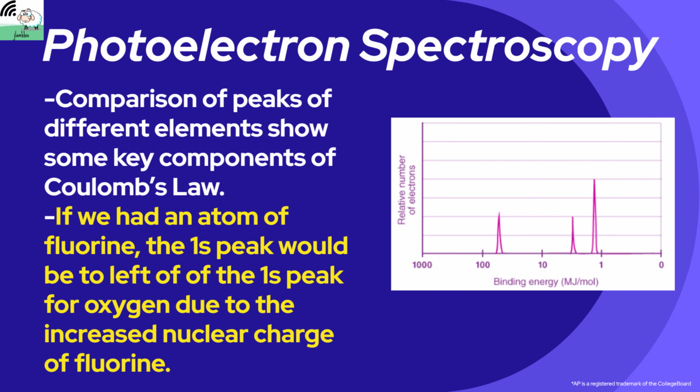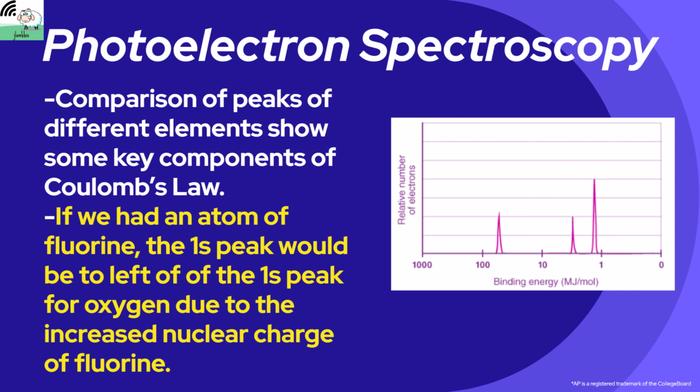So comparisons of peaks of different elements show us some key components of Coulomb's law. For example, let's say we had an atom of fluorine, and we wanted to talk about the 1s peak, and we want to know whether it's going to be to the left or to the right. Well, if we look at the position of fluorine on the periodic table when compared to that of oxygen, fluorine is to the right of oxygen on the periodic table.